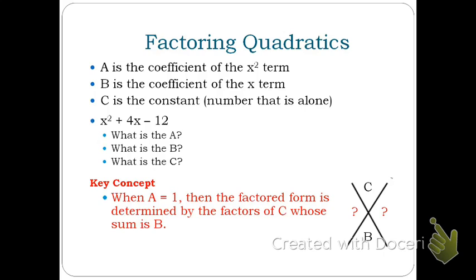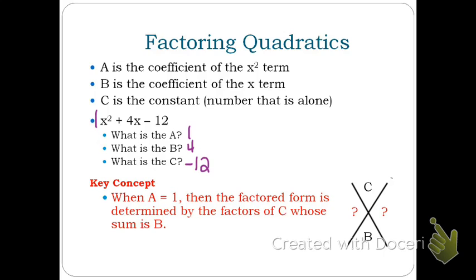So what is A? A is the number or the coefficient in front of your x squared term. I don't see that number, so what is it? It's that invisible 1. So A is equal to 1. B is always equal to the number that's in front of the x term. So in this case it's positive 4. And C is the constant, or number without a variable. Be careful on this one. It is negative 12. Don't forget the signs that go with each one of these numbers.